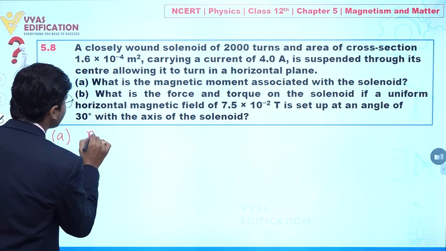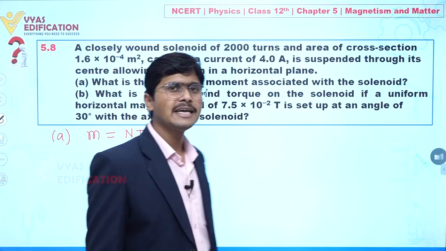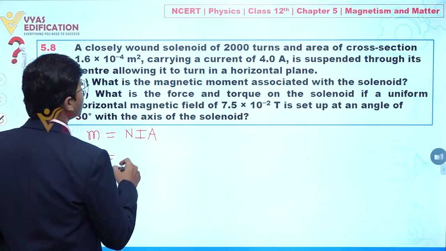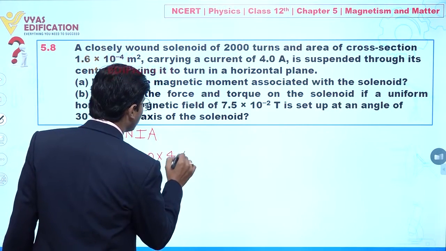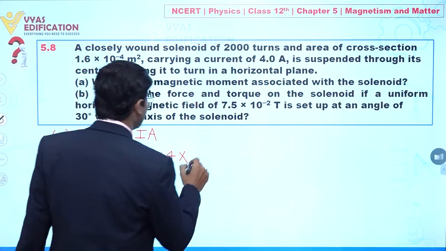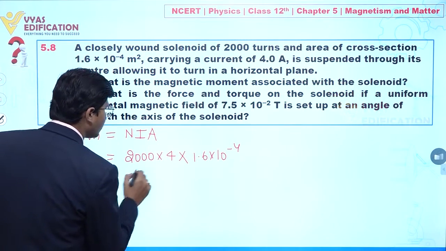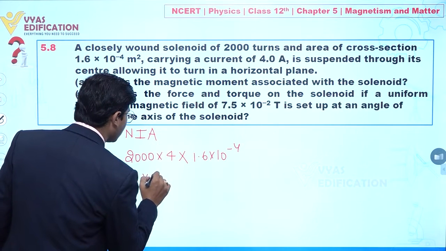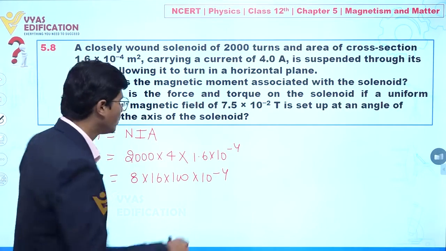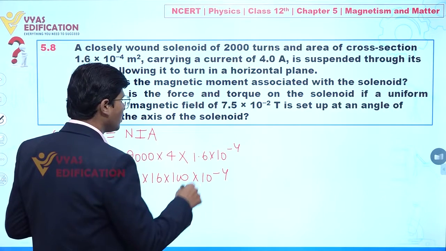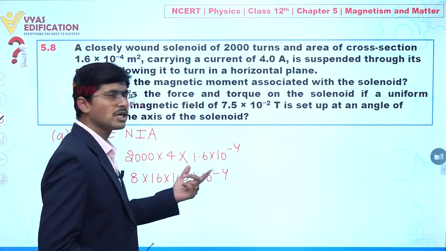Actually we know the formula of magnetic moment. This is given by NIA. N is the number of turns, I is the current and A is the area. So the number of turns we have is 2000, multiplied by the current that is equal to 4, and the area is 1.6 into 10 to the power minus 4 meter square. So from here we can write 4 into 16 into 100 into 10 to the power minus 4. This point is removed, this 10 is cancelled out, 16 into 8 multiplied by 100 into 10 to the power minus 4.